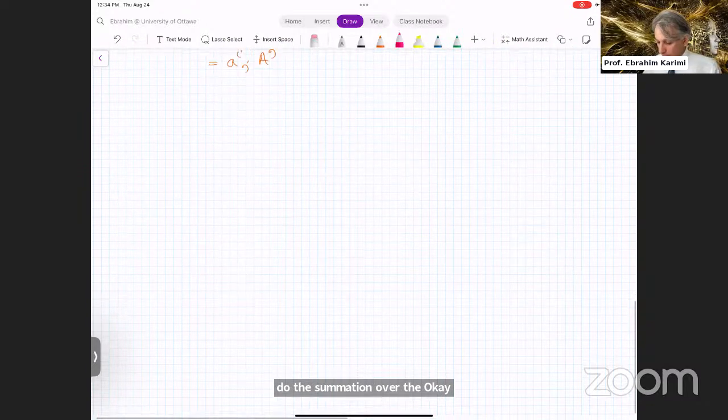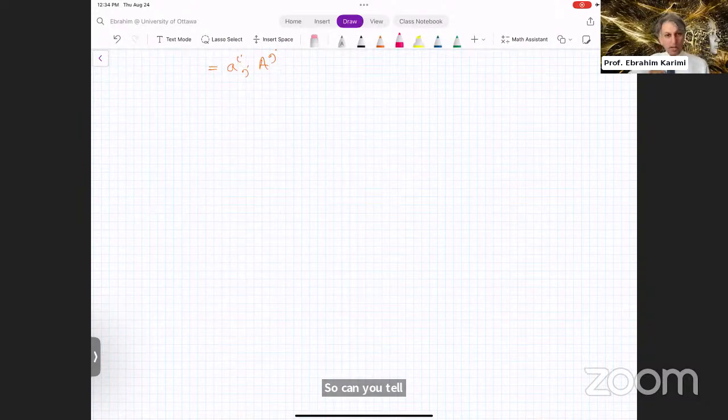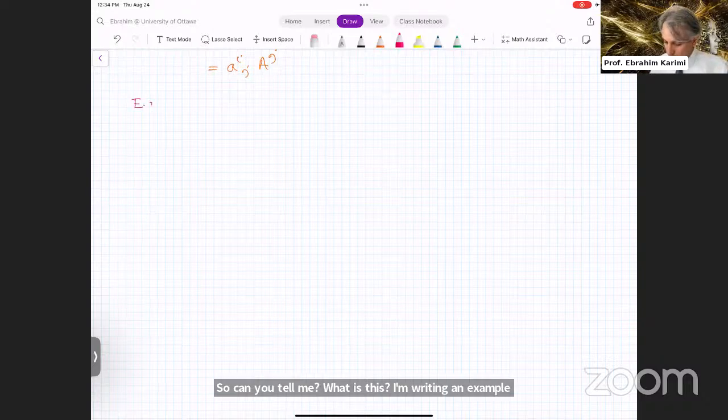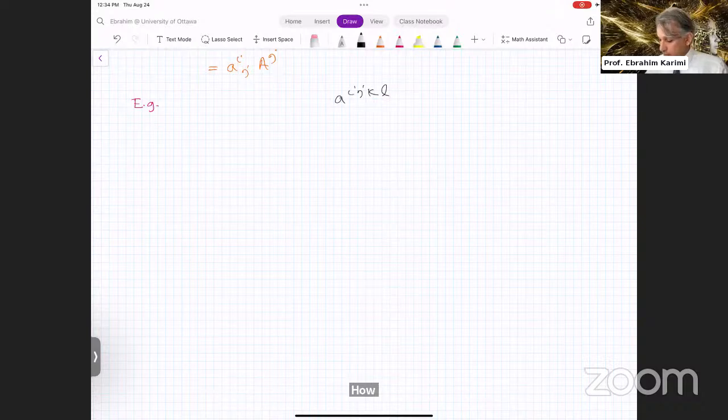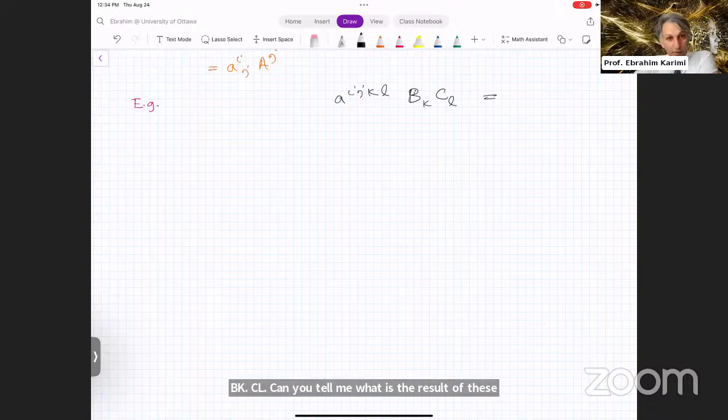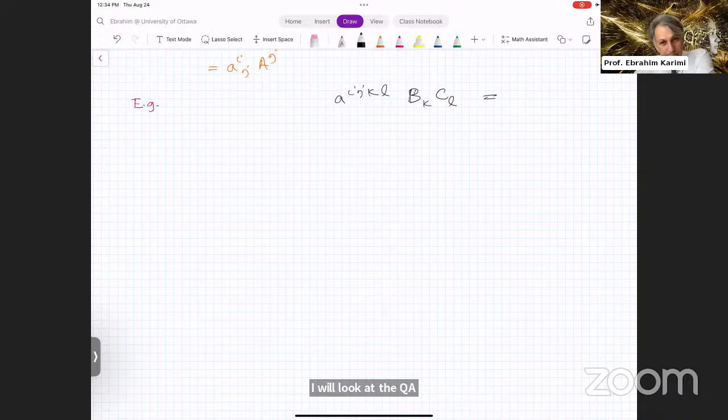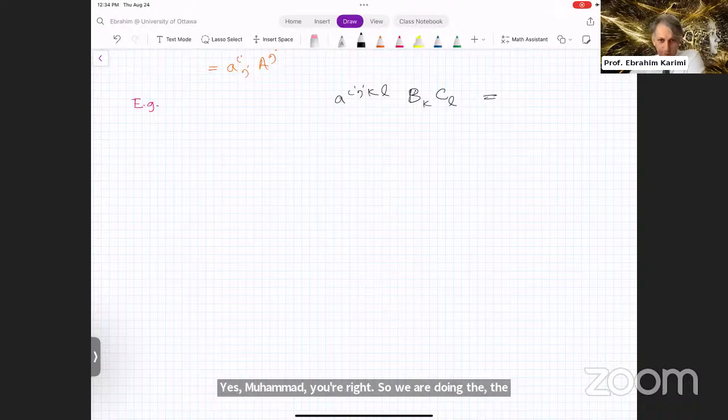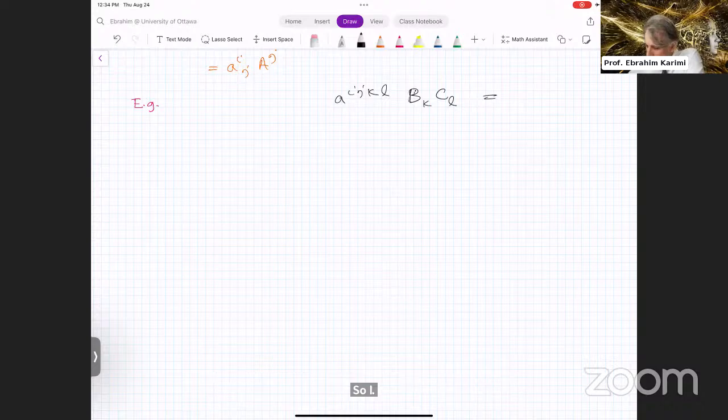So can you tell me what this is? I'm writing an example, okay? I will write A_ijkl B_k C_l. Can you tell me what the result of this is? I will look at the Q&A. Yes, Mohammed, you are right. So we are doing the summation over the repeated indices, which are dummy indices, which are those ones. So A_ij B C, okay.